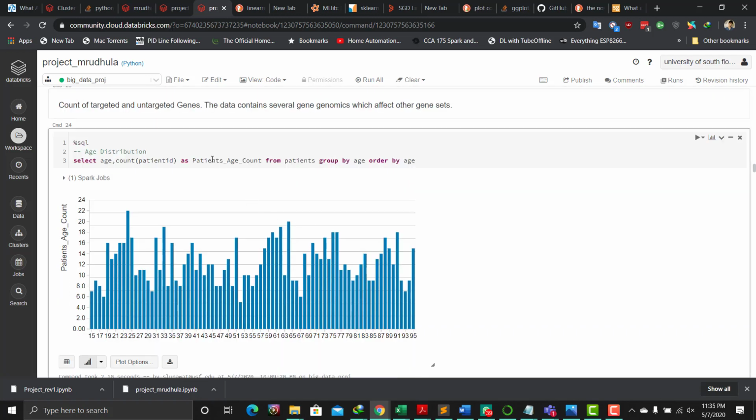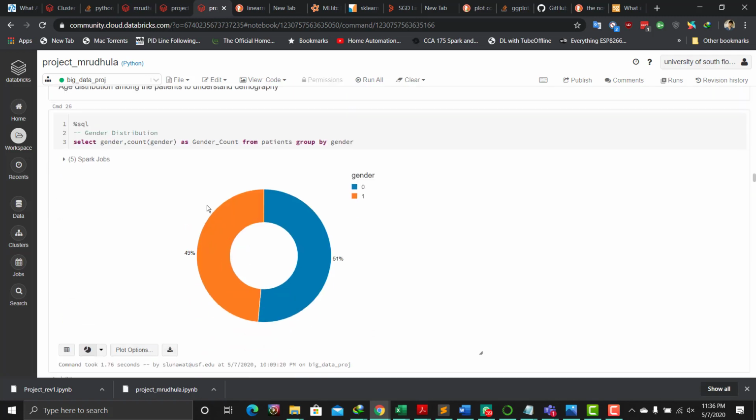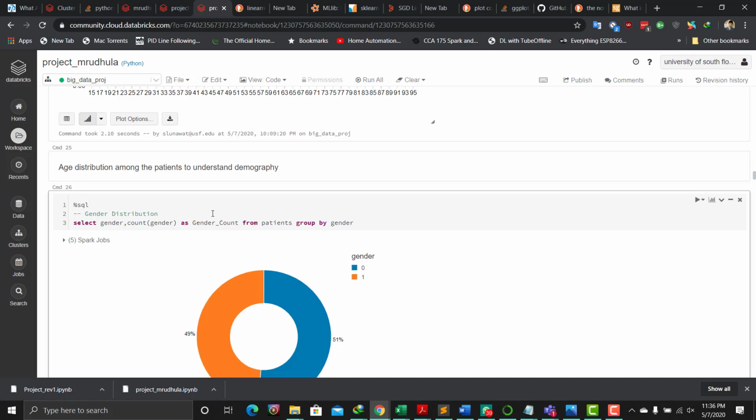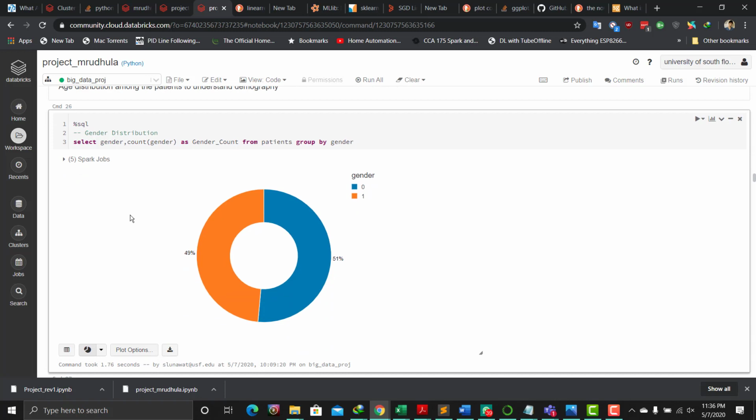So next is the age distribution. From this we just wanted to see the demography of our data. As you can see here, age 24 has the most number of counts. So this gives an overall idea about the age of the patients. So next is the age distribution among the patients. And after that we are seeing the gender.